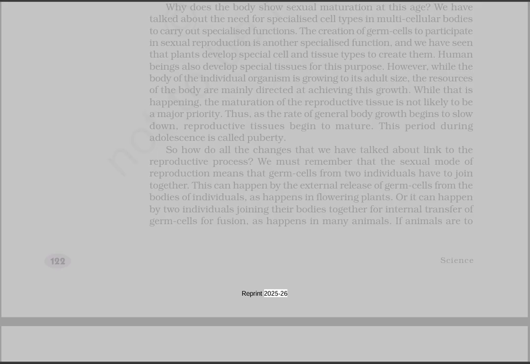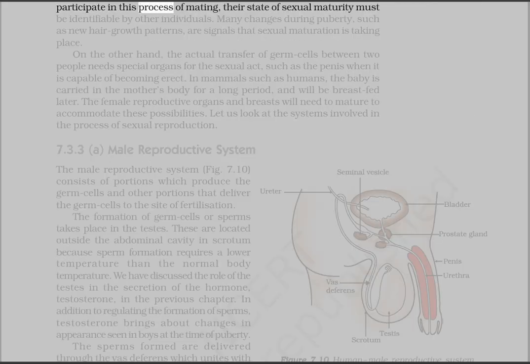If animals are to participate in this process of mating, their state of sexual maturity must be identifiable by other individuals. Many changes during puberty, such as new hair growth patterns, are signals that sexual maturation is taking place. On the other hand, the actual transfer of germ cells between two people needs special organs for the sexual act, such as the penis when it is capable of becoming erect.